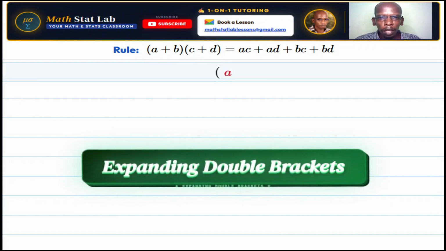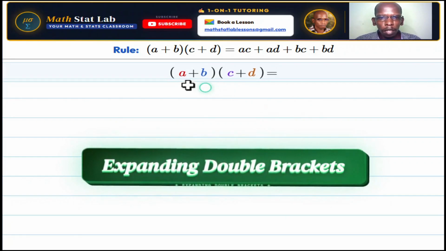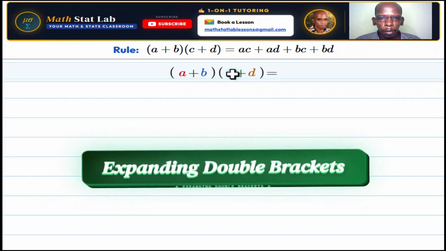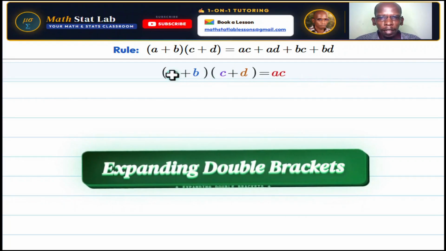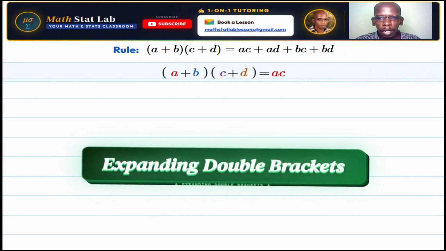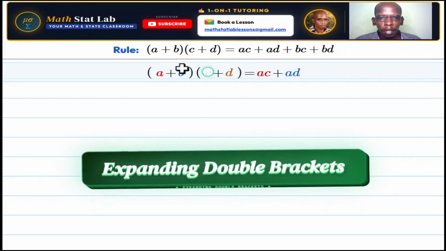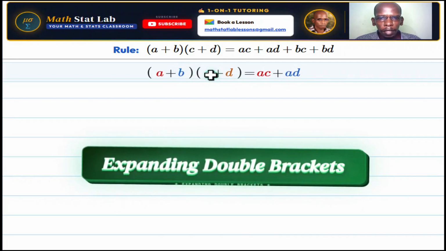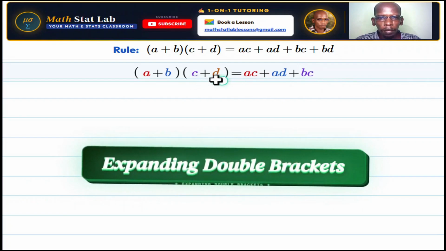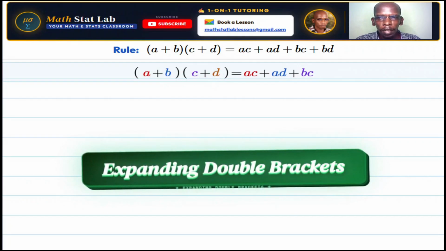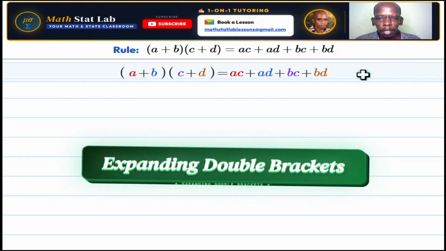If we have A plus B in the first bracket, then C plus D in the second bracket, then this is just the same as saying we take A, we multiply by C, and it becomes AC. Then again, we multiply A by D, which becomes AD. Then again, B multiplied by C, which now becomes BC. And then finally, B multiplied by D, which becomes BD.